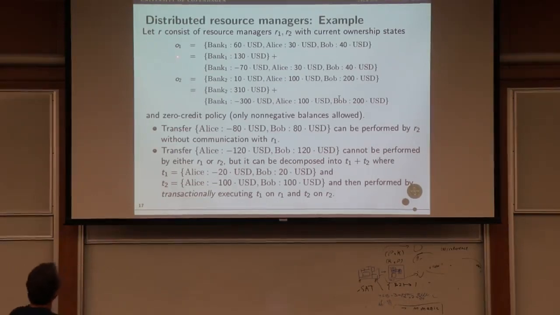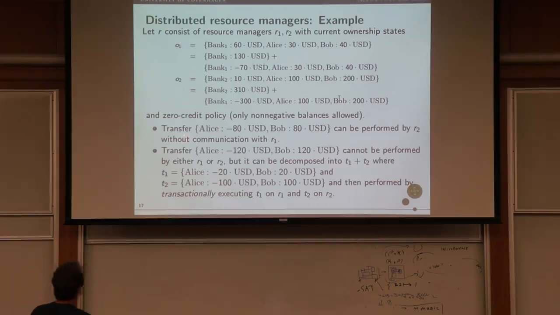Now R1 has an internal state, let's assume of O1, which, as you can see here, you've seen this before. Bank has 60, Alice has 30, and Bob has $40. And O2, we have bank 2 has $10, and Alice has 100 here. It's the same Alice, and Bob, the same agent here, has $200. And let's assume now, for simplicity, we have a zero credit policy, so everybody has to have a non-negative balance.